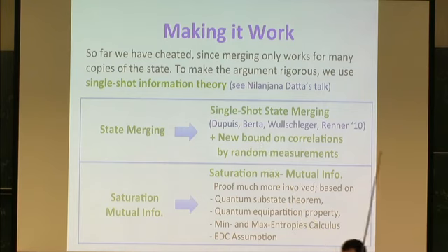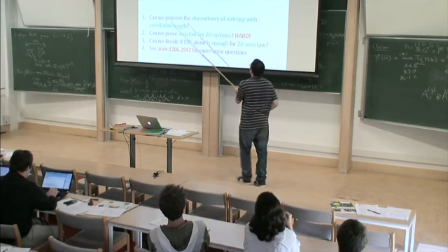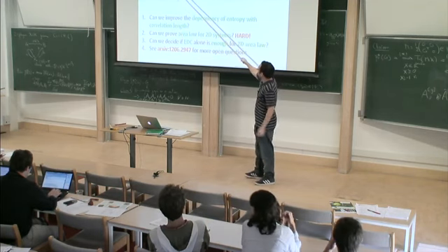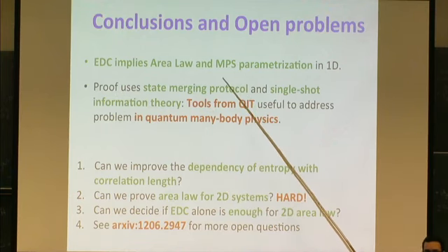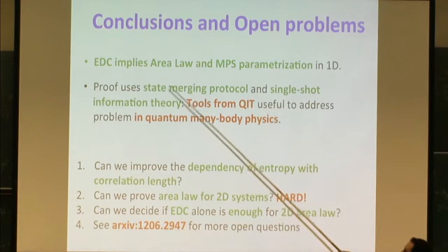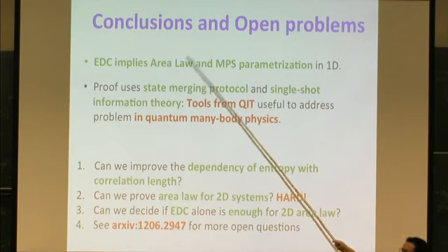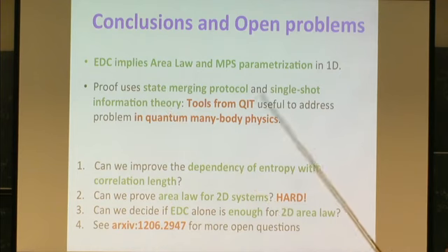And then this is how we do it. I'm running out of time. So just to conclude, I showed you that exponential decay of correlations in one dimension implies area law and implies that you have a good MPS parameterization. So again, this was a good way to show how quantum information theory, like state merging and other things, is useful for this kind of problem.